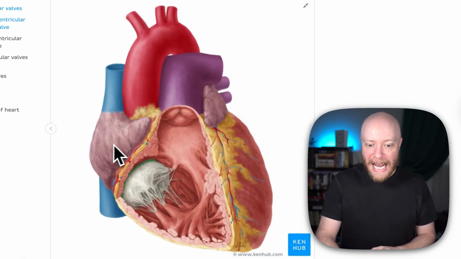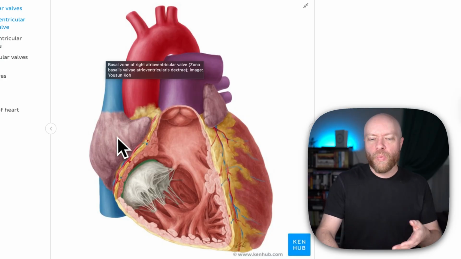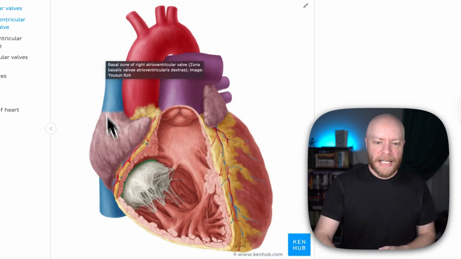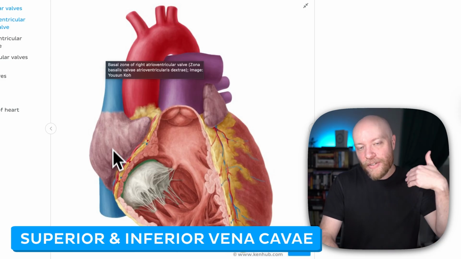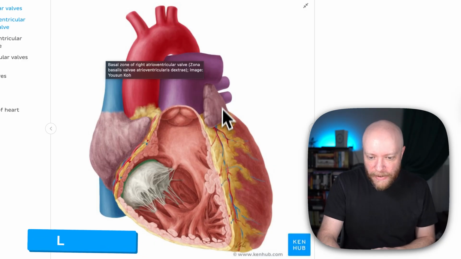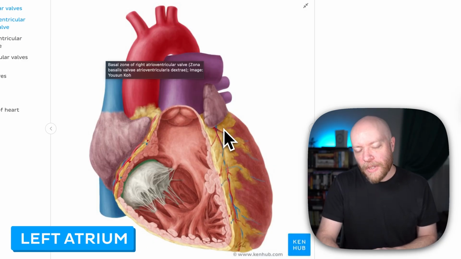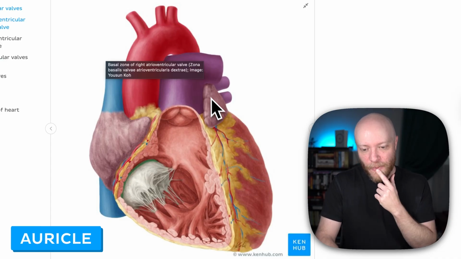They separate the atria from the ventricles. So from this view again, we can see that right atrium, which is where deoxygenated blood is going to come into the heart, through the superior and inferior vena cava, into that right atrium. But there's also a left atrium over here, and you can see part of it. This is actually a specific part of it called an auricle, but we don't need to worry about that.